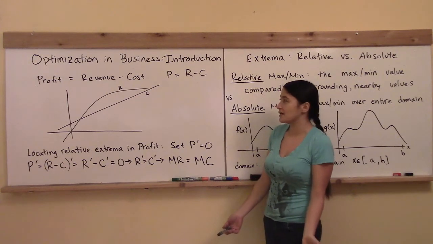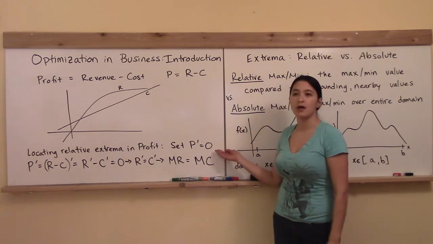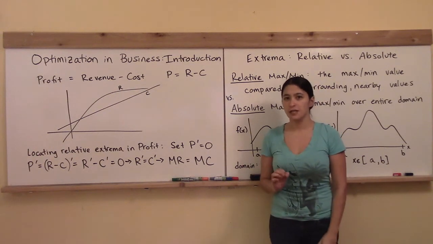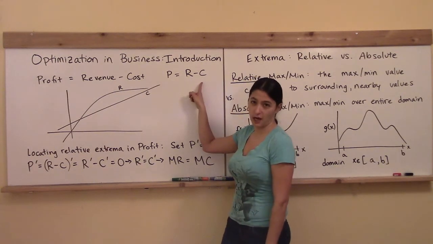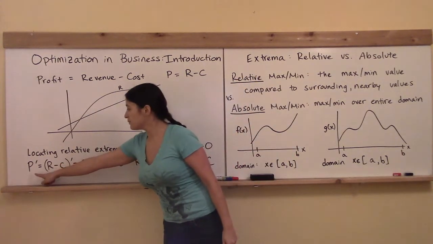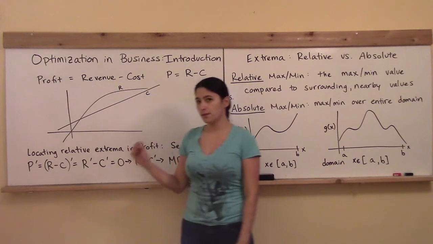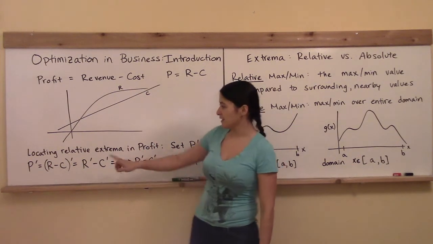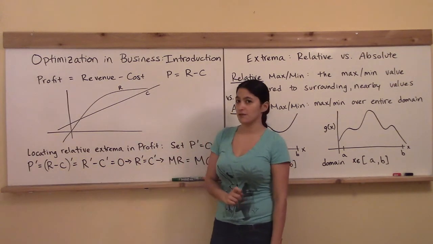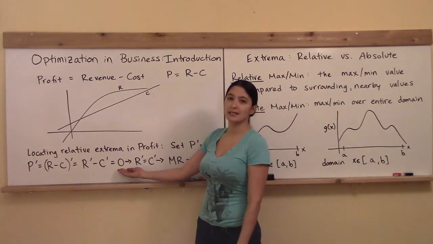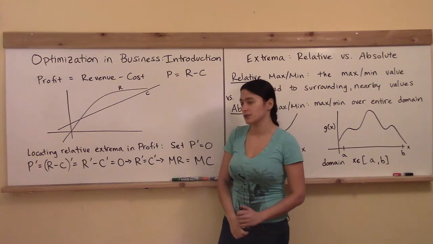Okay, so if we want to optimize profit, which is the difference between revenue and cost, we're going to set P prime equal to 0. Alright, so let's do a little calculus on that. Profit is revenue minus cost. If I want the derivative of profit, that's the derivative of revenue minus cost. Now, by the sum and difference rule of derivatives, that's equal to R prime minus C prime, and in order to locate the relative extrema, I usually end up setting that equal to 0. Sometimes it does not exist, but usually we end up setting that equal to 0.